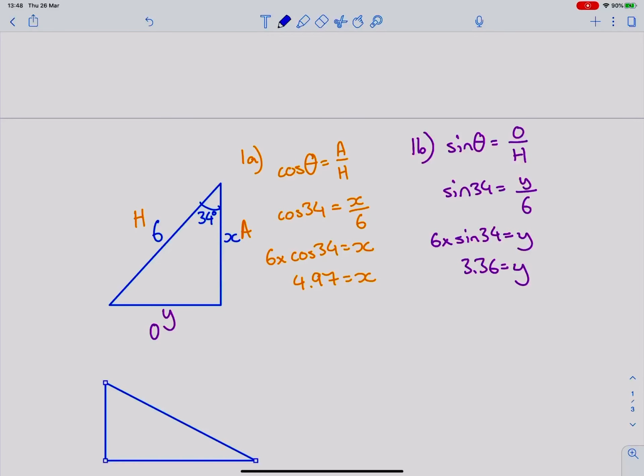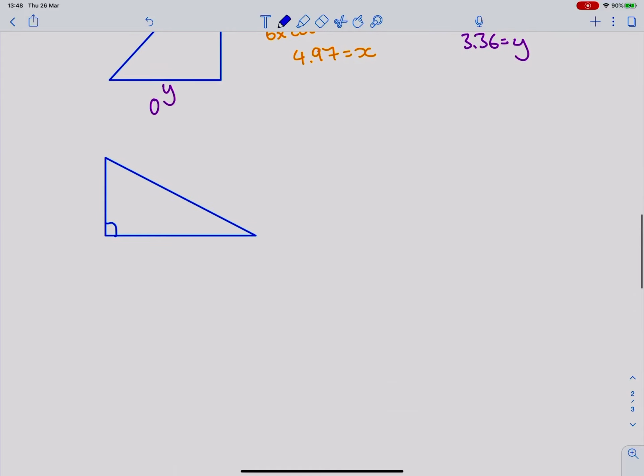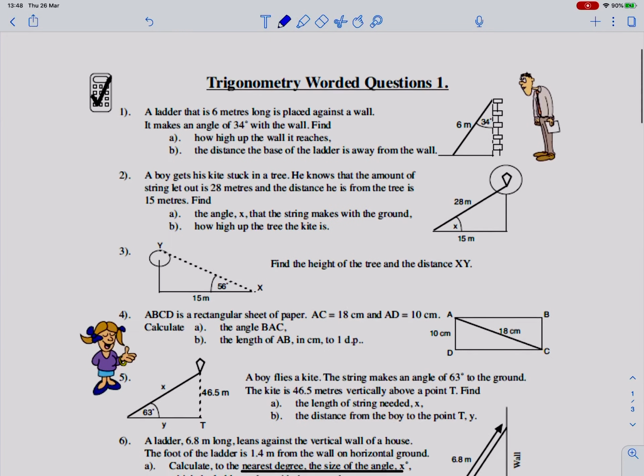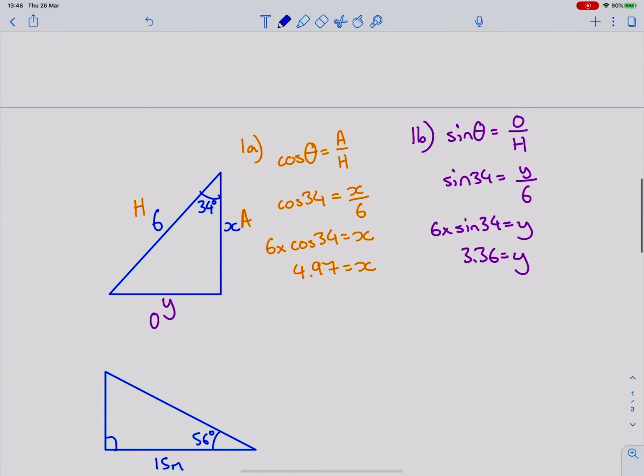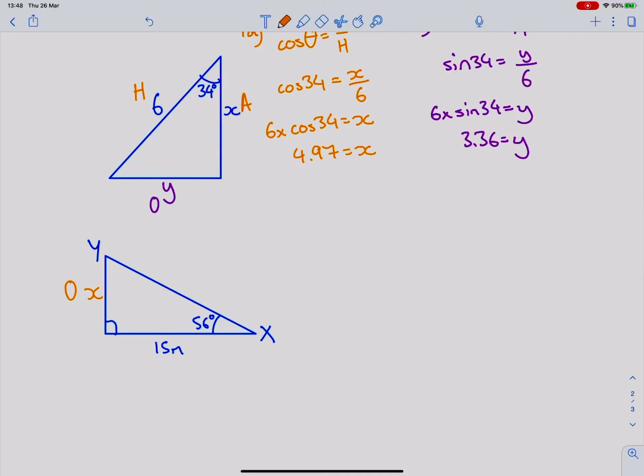Okay, so in your question you're given 56 and 15. So that's 56 degrees and that's 15 meters. It gives you x and y as well, so you know that that's going to be x and that's going to be y. So for the first part of the question, it's asking you to find the height of the tree, so that's the x there. Label your sides. The angle, so across from the 56, it's the opposite. And next to the angle, you've got your adjacent. So O and A, we're going to use tan.